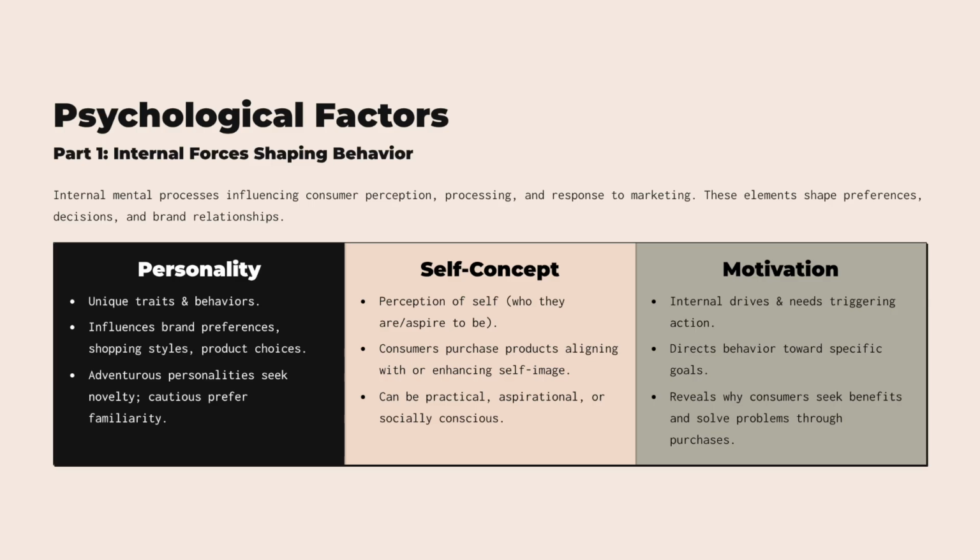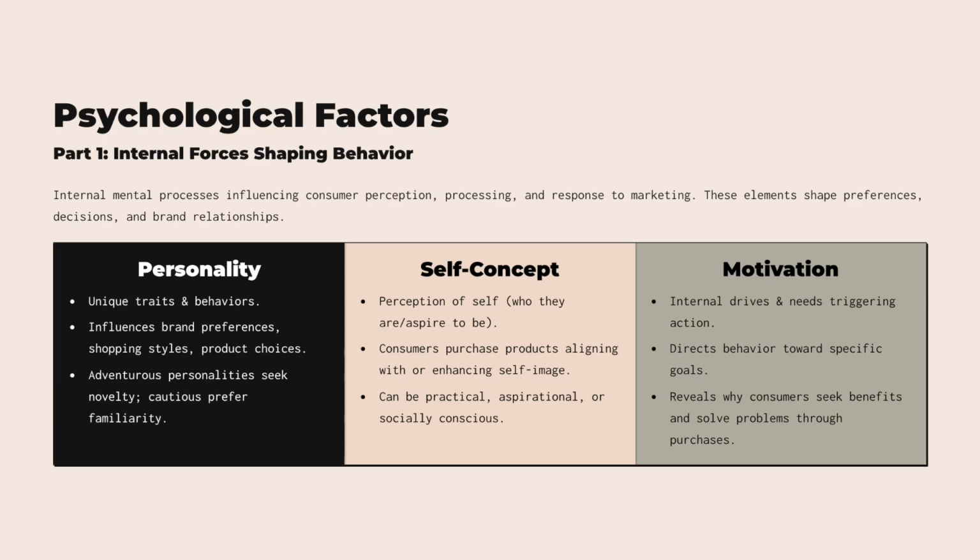First is personality. This is the set of traits and behaviors that characterize an individual. It has internal elements like thoughts and values, and external elements like exhibited behavior. Personality is relatively stable over time. Second one is self concept. This is the totality of an individual's thoughts and feelings regarding themselves as an object. How a consumer views themselves dictates what they buy to reinforce that view.